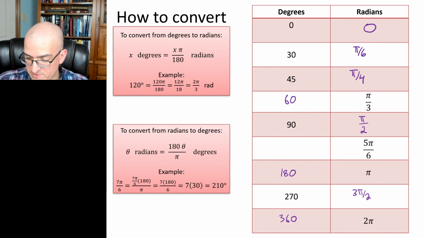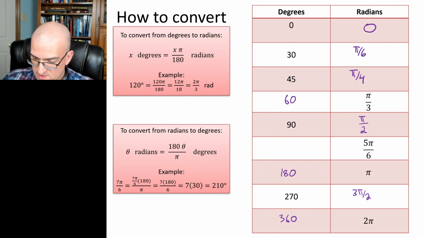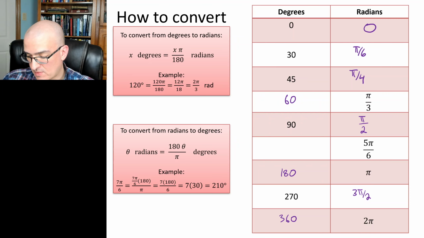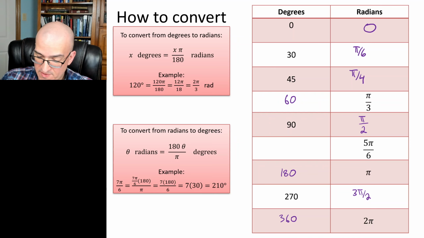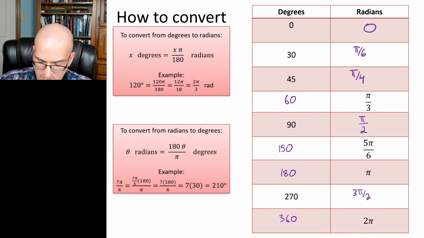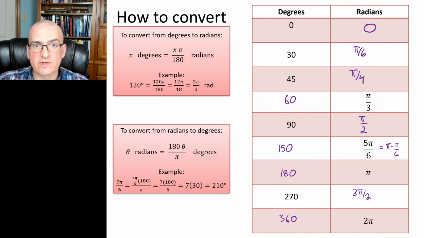And then 5 pi over 6. There are a few different ways we can do this. We can do pi minus pi over 6. So 180 minus 30, 150, which is faster than using the conversion formula. And I think it's right. 5 pi over 6, yeah. So I'll write that down as a shortcut. Pi minus pi over 6, just a faster way to do the conversion.